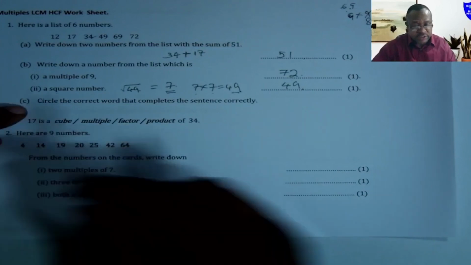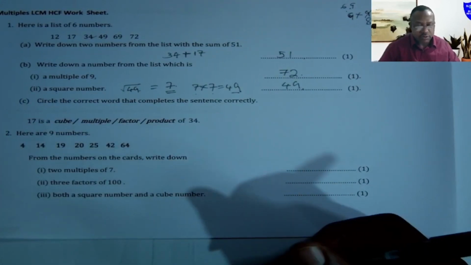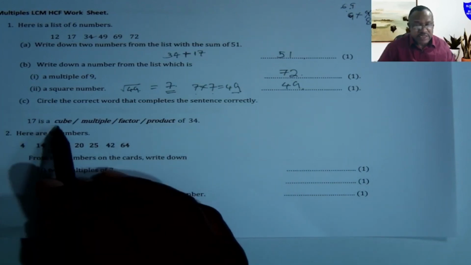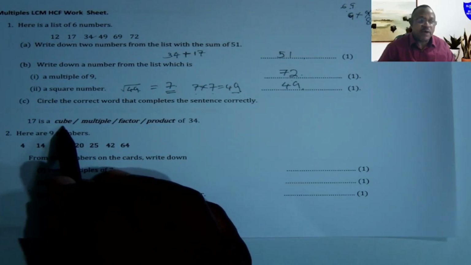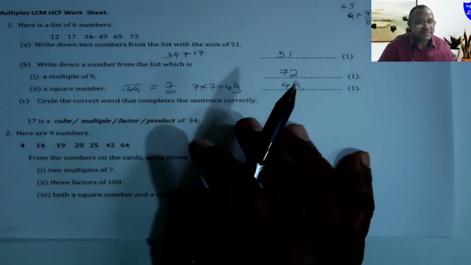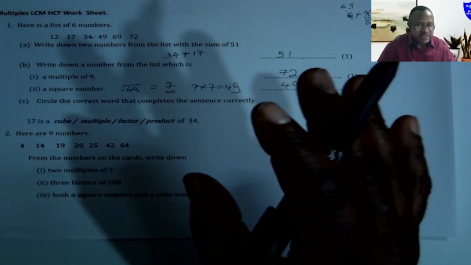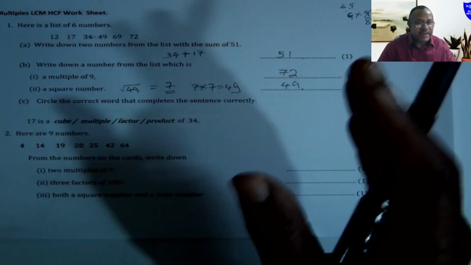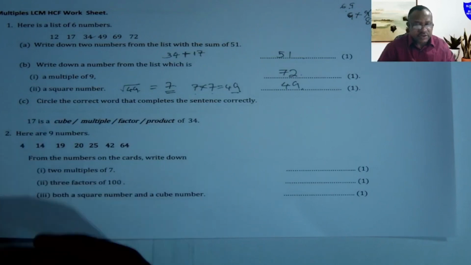Then C says circle the correct word that completes the sentence correctly. 17, is it a cube number? No, a cube number is a number that can be found by multiplying 3 equal numbers. Like if you multiply 3 times 3 times 3, you find 27. 27 is a cube number. 17 is not a cube number.